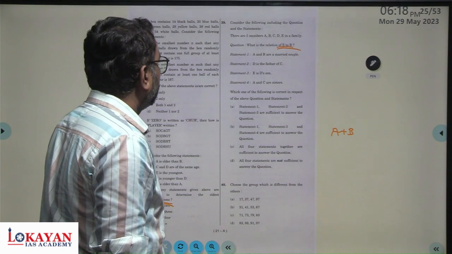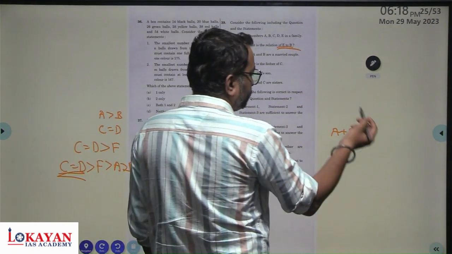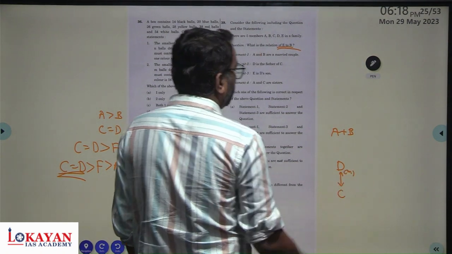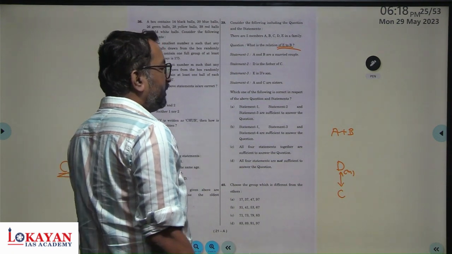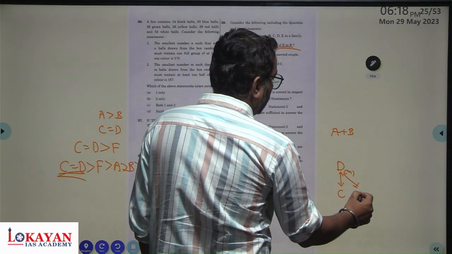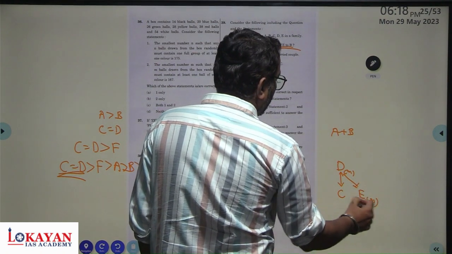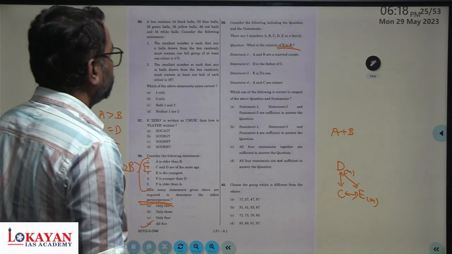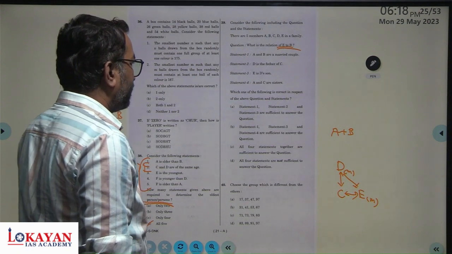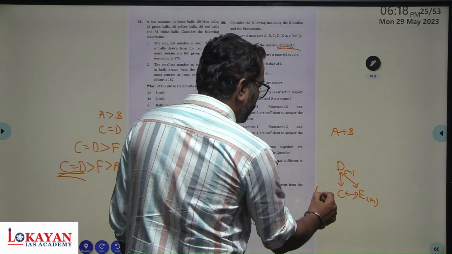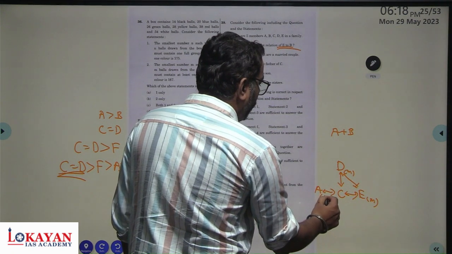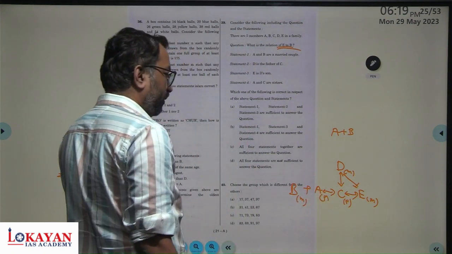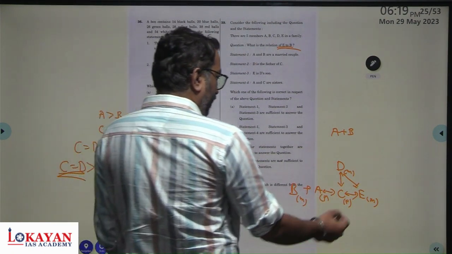Plus sign shows married. D is the father of C. So D becomes male. E is D's son. So E becomes male. So C and E become siblings. A and C are sisters. So that made them female. And A is married to B. So B becomes male. So A is a female. C is her sister and E is her brother.